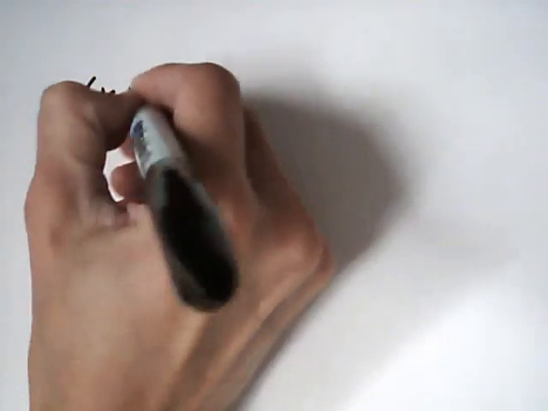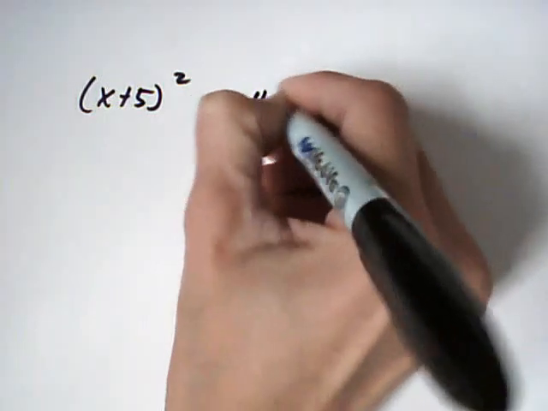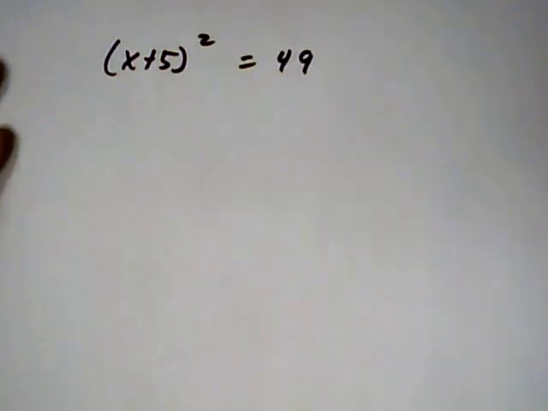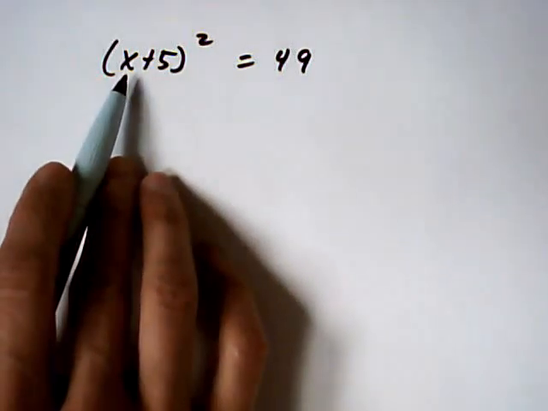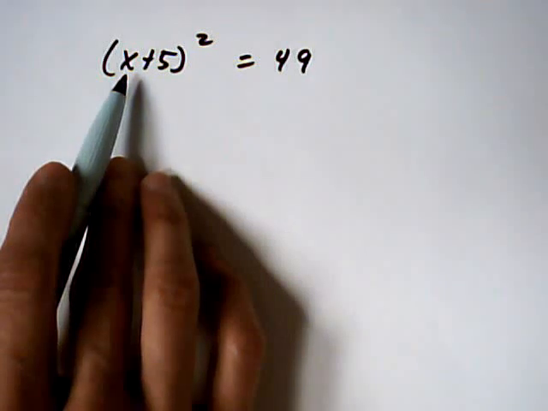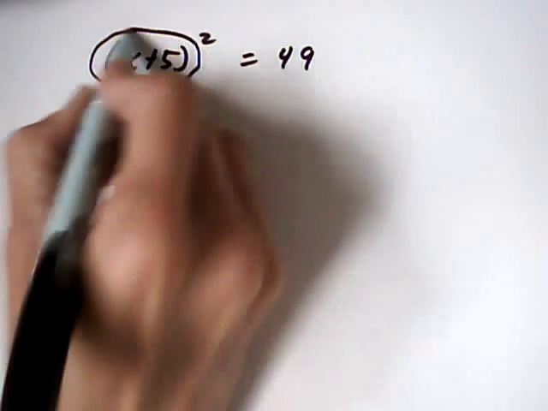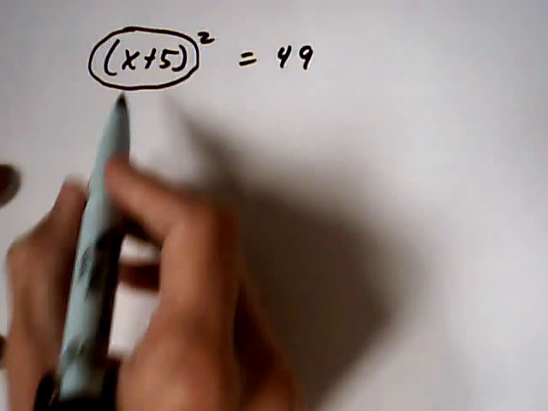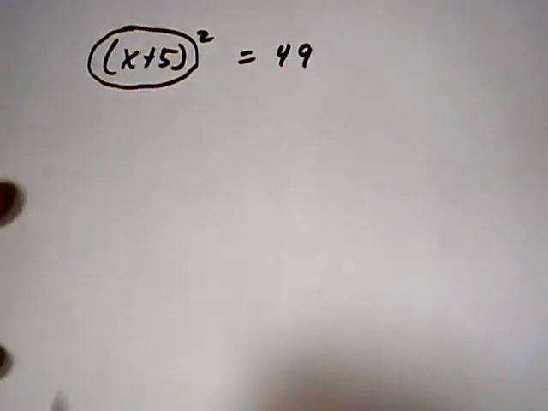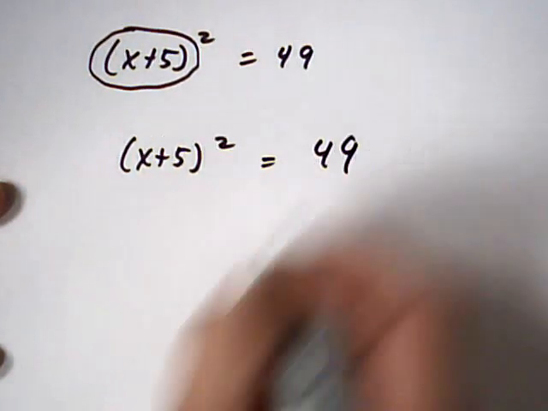x plus 5, quantity squared, equals 49. Here we have something being squared that's already isolated. The stuff being squared happens to have a couple of terms in it. It's a binomial, but that doesn't change the approach. If you have something squared equals a number, you square root both sides, and you're able to isolate the thing that was being squared. So starting again, we get x plus 5 squared is 49.